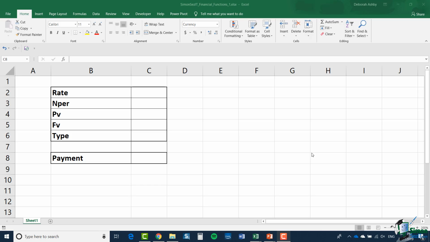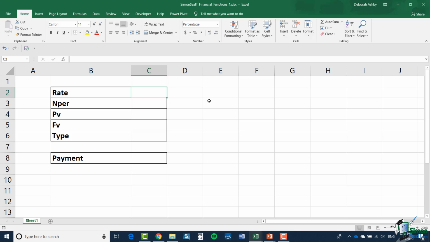Now, the first function I'm going to work through today is PMT, or the payment function. And basically, we generally use the PMT function to work out the payments on a loan. Now, it's a little more powerful than that, and there are quite a few options that are associated with the payment function. And again, I'm going to use this section as an opportunity to explain these.